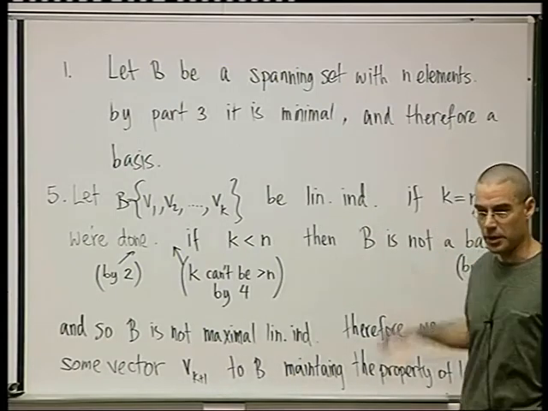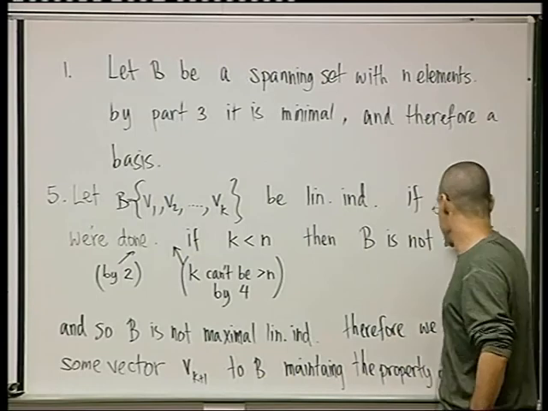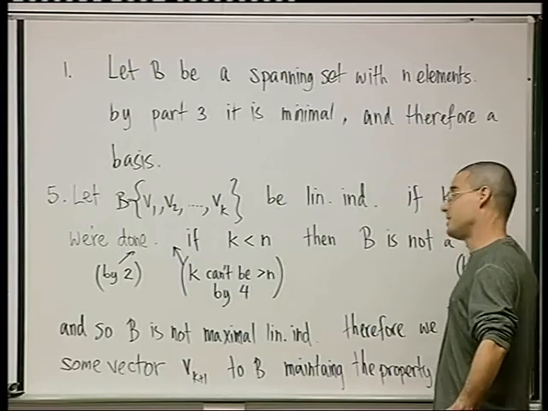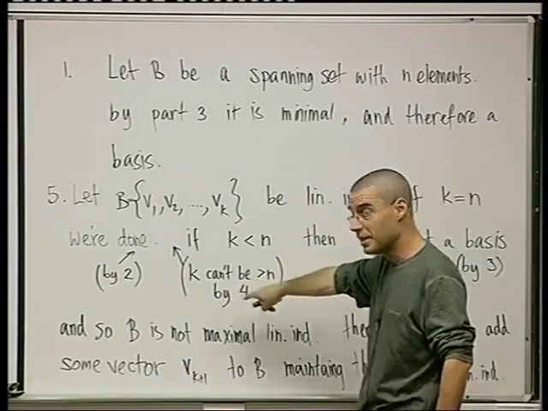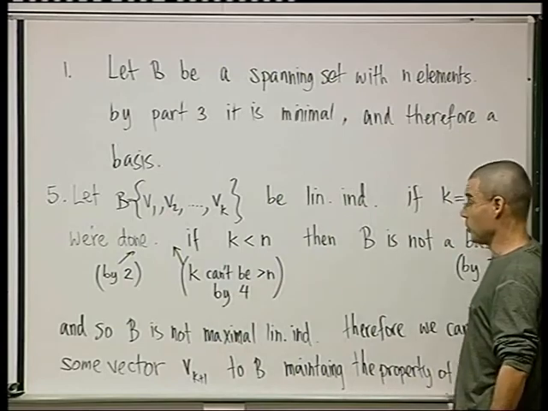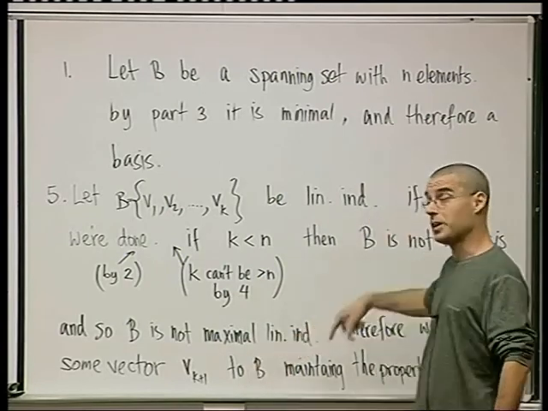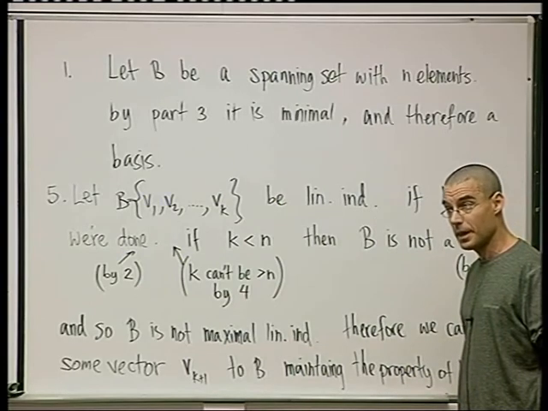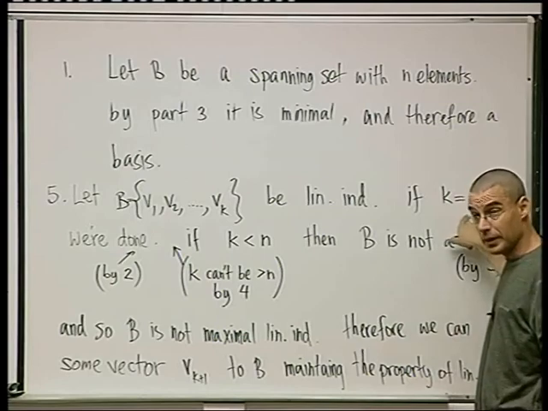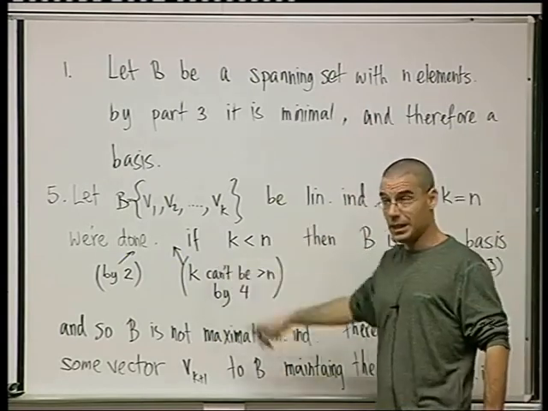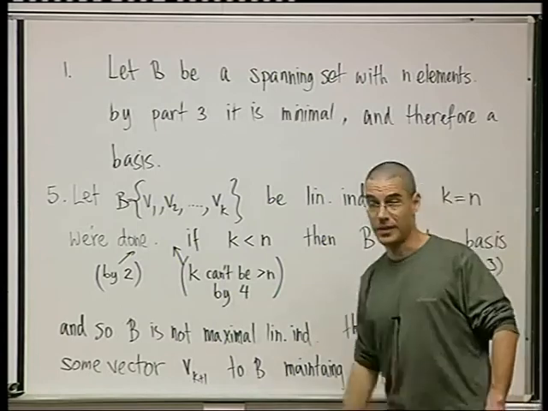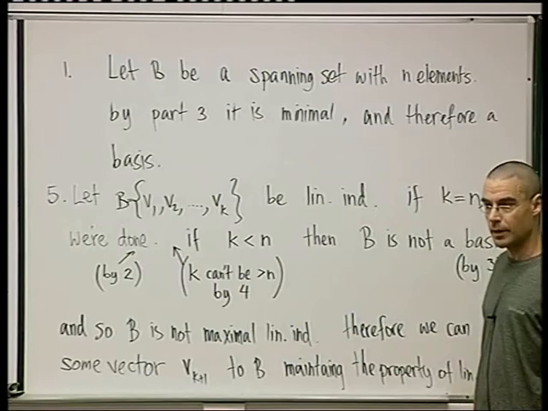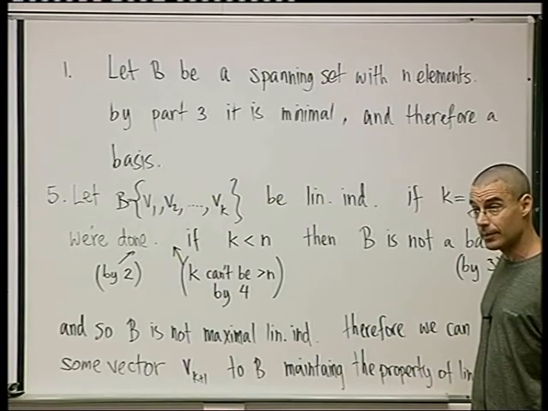And then we run the same argument again. If with this element we have N elements, we're done. If we still don't have N elements, then it's not a basis, therefore it's not maximal. Therefore, we can throw in one more guy and still have a linearly independent set. Okay? If now we're at N, we're done. If not, then we're still not at N, then it's not a basis, then it's not maximal, then there's still one more guy we can throw in, and eventually we're going to reach N. Okay? So is the idea clear?